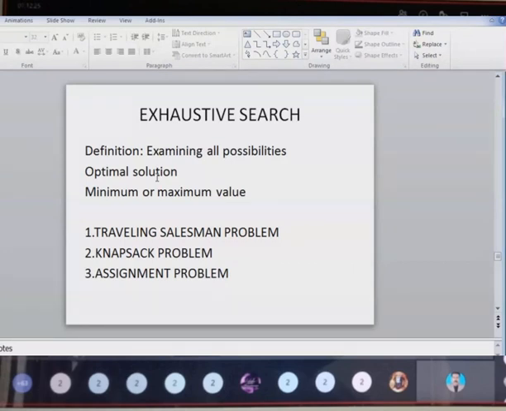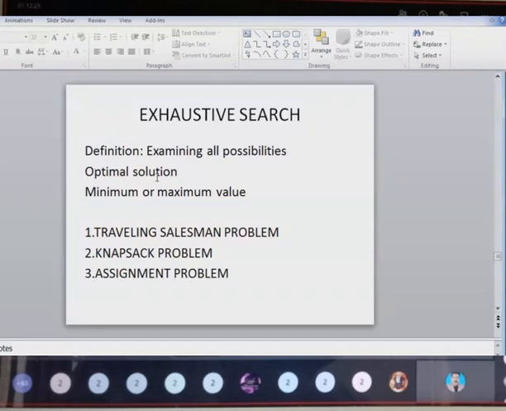So what do you mean by exhaustive search? It is used to examine or find all the possibilities. Among these possibilities, we can find the optimal solution. The optimal solution may be a minimum value or a maximum value.